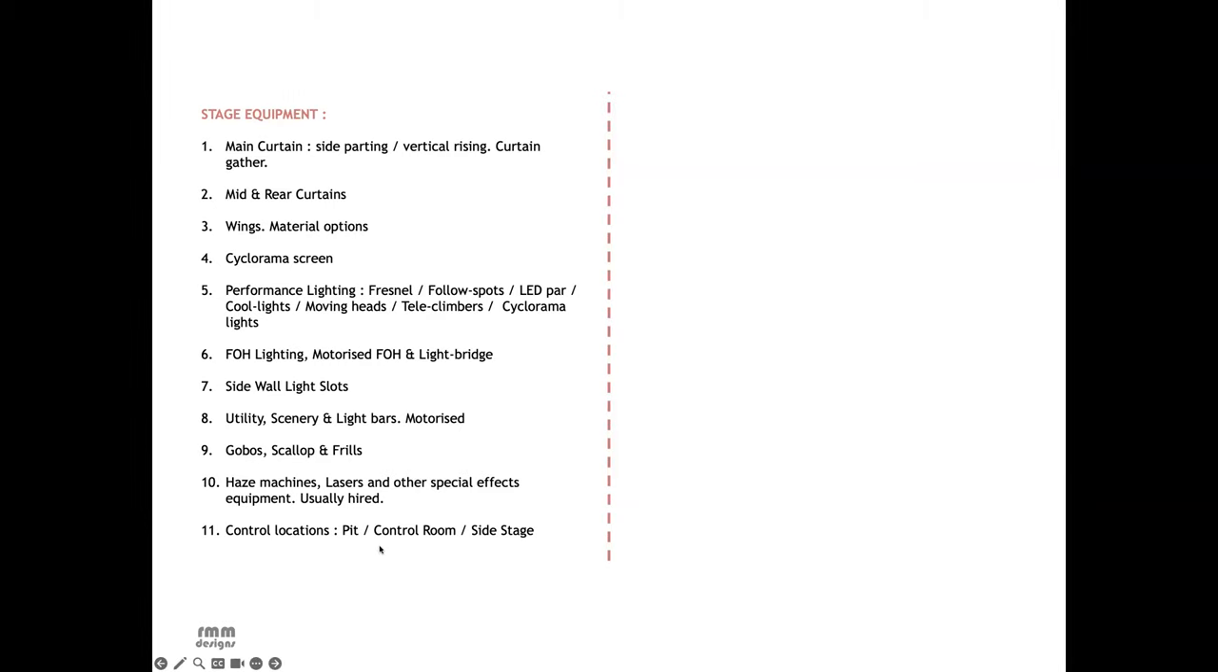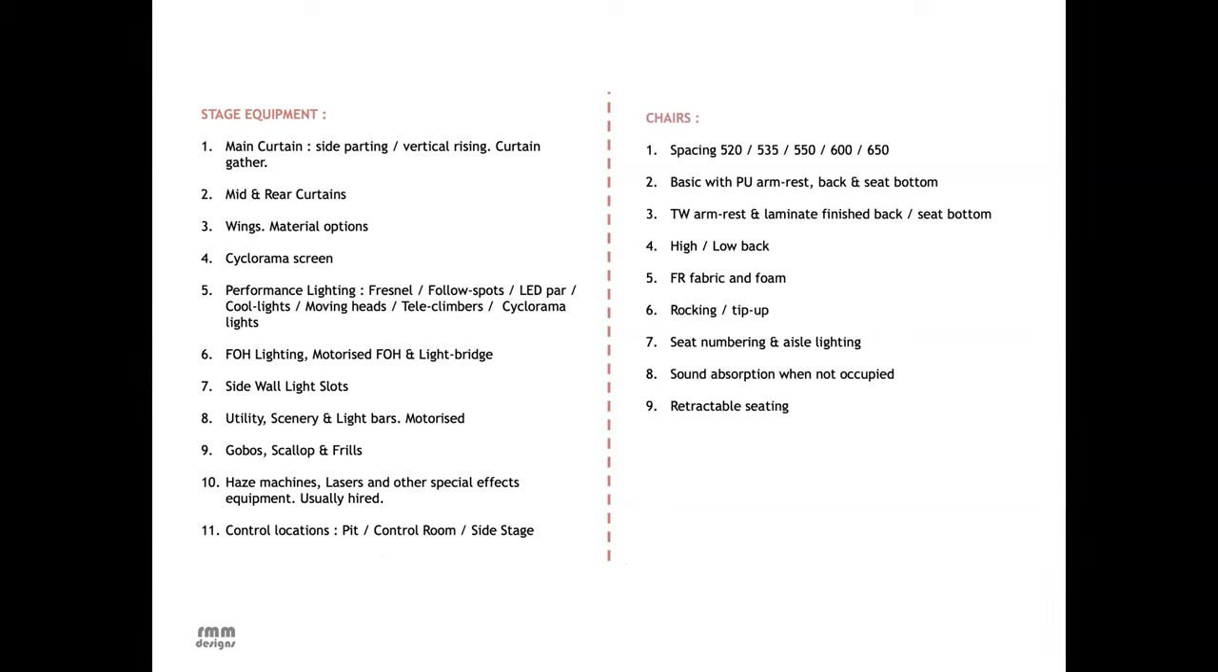Control locations, as I said, can be in the pit right above or in front of the stage, or it can be from the control room at the back or even from the side stage area if you want. It depends on how you want to use the auditorium. In the chair design, you need to be aware the center to center of chairs depends on two things mainly: the capacity that you are aiming for and the kind of theater that you are designing. So typically, if you see in multiplexes which have got around 300, 400 capacity, you can have wider, more comfortable seats of 600, 650, even 700 sometimes.